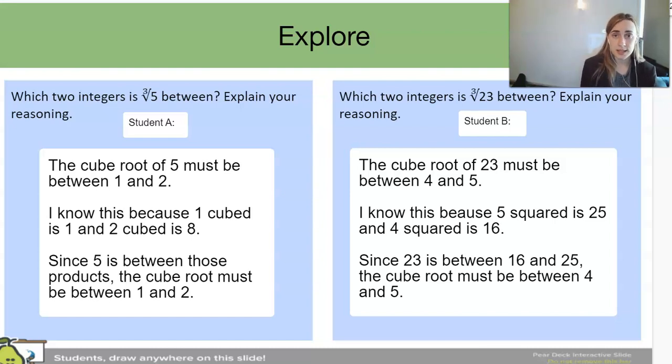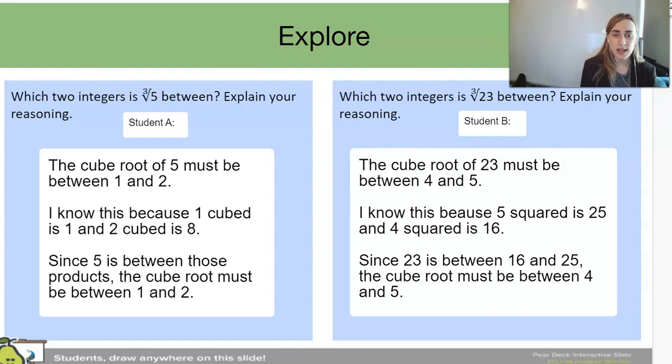Now let's look at student B's thinking. Student B says the cube root of 23 must be between 4 and 5. I know this because 5 squared is 25 and 4 squared is 16. Since 23 is between 16 and 25, the cube root must be between 4 and 5. So take a moment. What are the similarities and differences between student A and student B's thinking? Do you agree with one student or the other? And for the student you think is incorrect, what is incorrect about their thinking? And how can it help you double check to make sure that you don't make the same mistake?